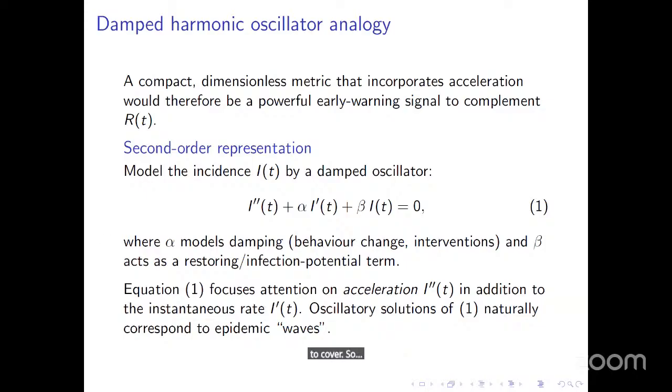So the model incidence I(t) by damped oscillation is given as that. I've already explained that we will have this parameter alpha and the beta as well. So equation 1 becomes, the equation 1 focuses attention on acceleration in addition to the instantaneous rate of change, which is the one that would use the first derivative. Oscillatory solution, natural response to epidemic waves.